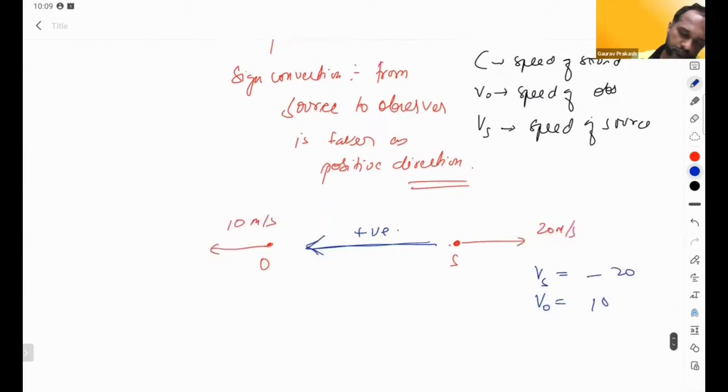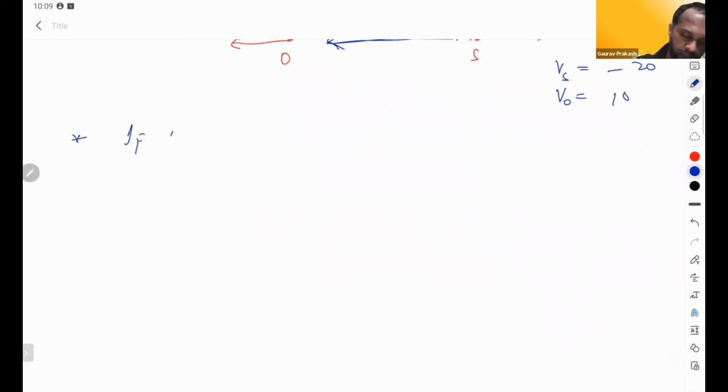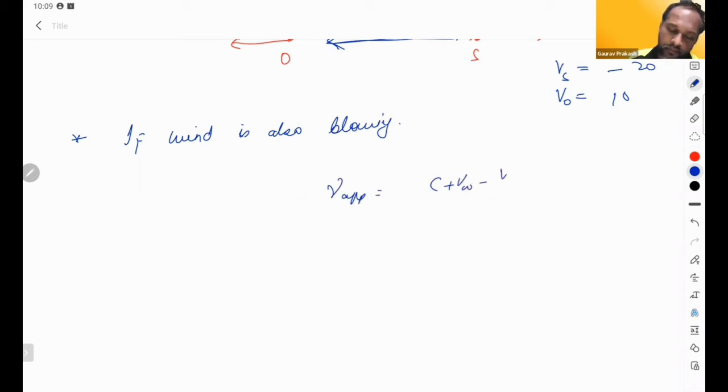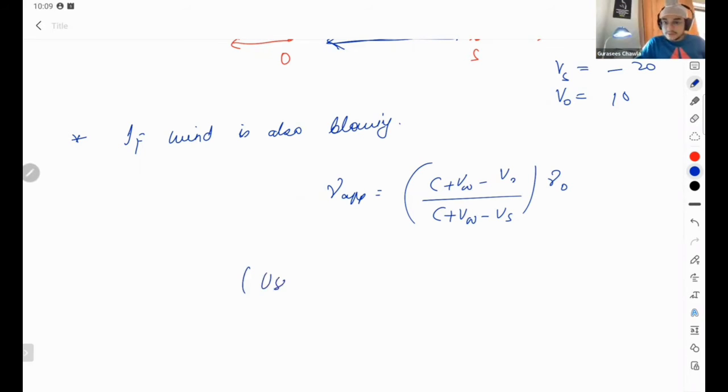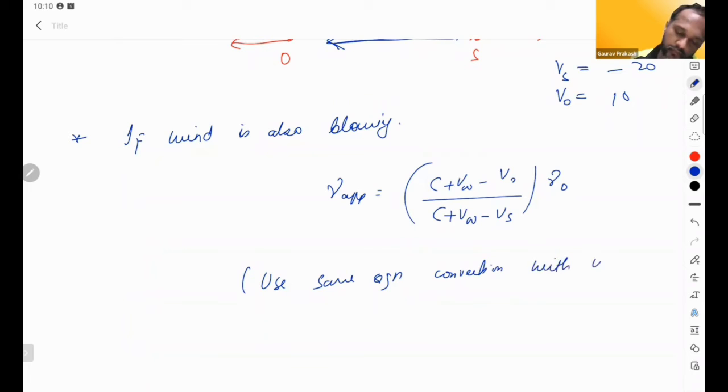देखिए, if wind is also blowing, यदि हवा भी चल रहा है तो apparent frequency जो हो जाएगा वो हो जाएगा C plus VW minus VO upon C plus VW minus VS. Or use same sign convention, with wind's velocity. Is it clear? Any question here? No. कोई question तो नहीं है गुरशीष? No.